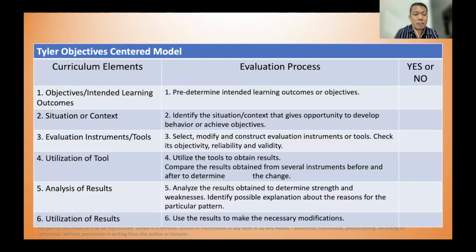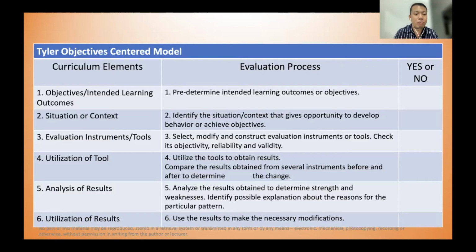So, for example, objectives, intended learning outcomes, predetermined intended learning outcomes or objectives. Is it a yes or is it a no? Situation or context, identify the situation context that gives opportunity to develop behavior or achieve objectives. This may not be a question, but you will just analyze the statement for the evaluation process, whether in the curriculum development, whether these statements are present or not. So for example, in the last one, use the result to make the necessary modification. Is it a yes or is it a no?